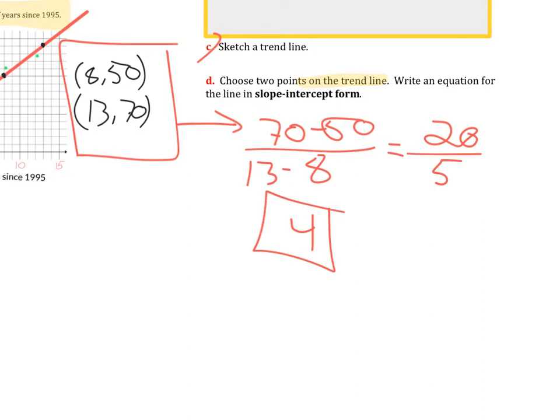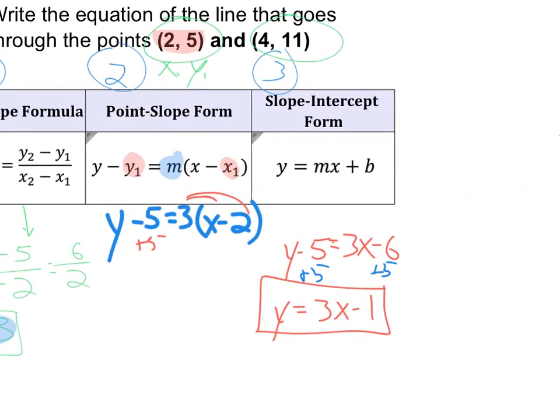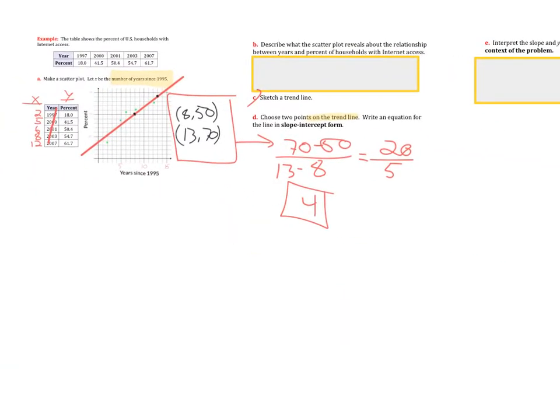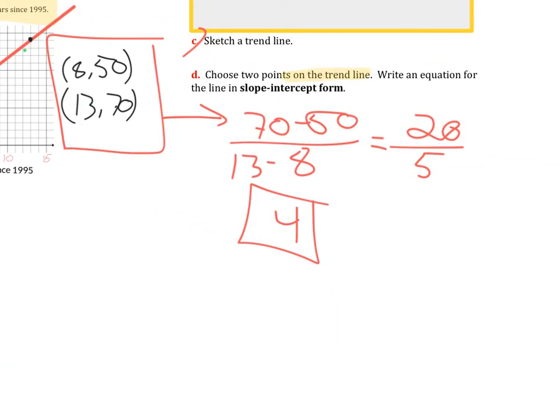All right, once you have that, you're going to go into our point slope form. And in case you forgot what that looks like, the very first problem we did, there you go. So I know my slope. I'm going to throw this into point slope form. So I'll use the first point of 8 and 50. So it's going to be y minus 50 equals 4 times the quantity x minus 8.